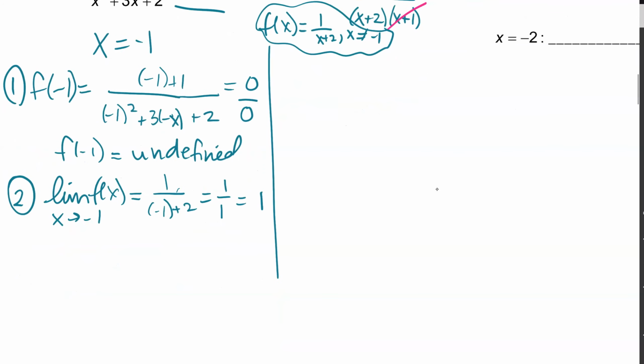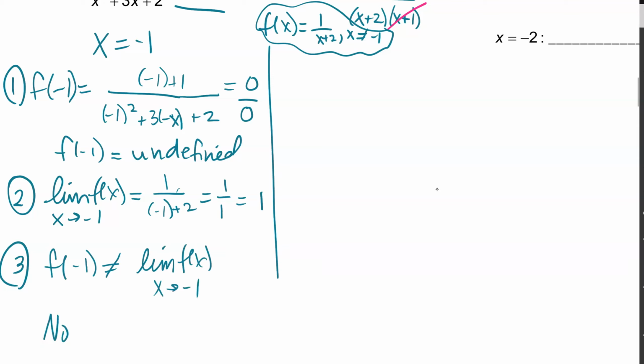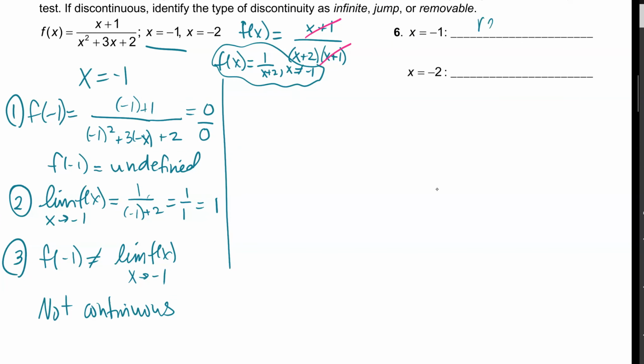All right, so the third step: literally my function's undefined. So clearly, f of negative 1 is not equal to the limit of my function as x approaches negative 1. So it's not continuous. Do we know what type of discontinuity? It's removable, because this is the solution associated with the factor that canceled out. So whatever answer you get here is what your removable is, not what's given.